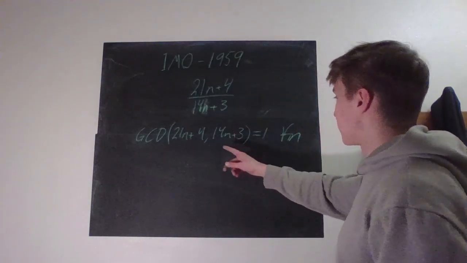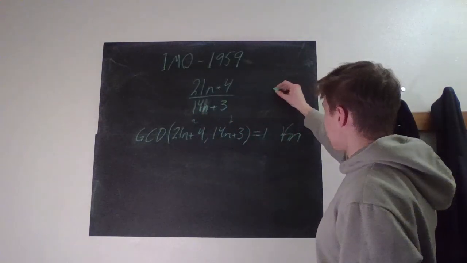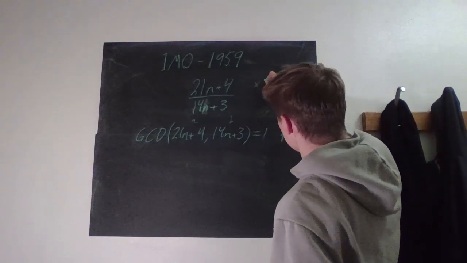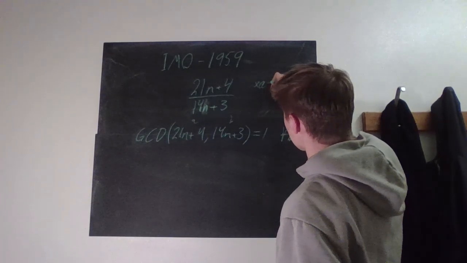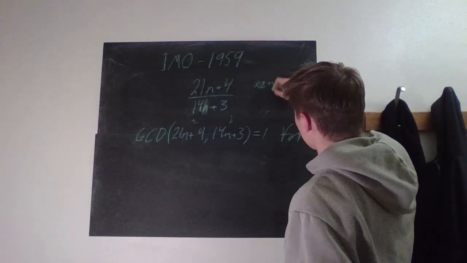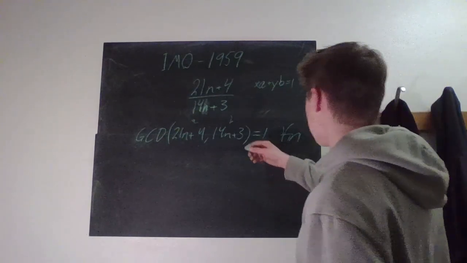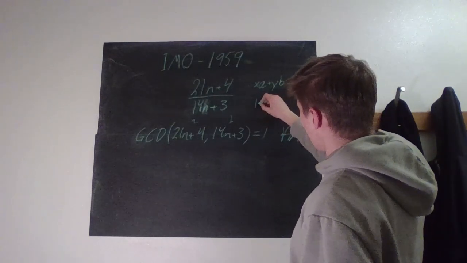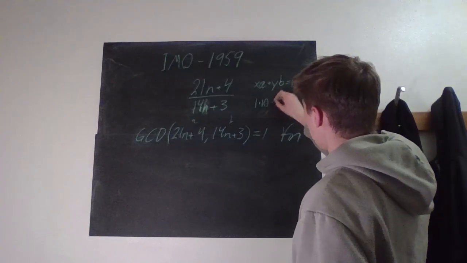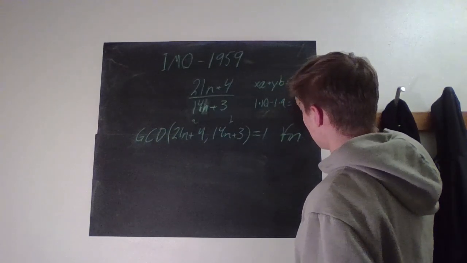To show that the greatest common divisor of any integers a and b is 1, that is the same as saying that there exist two other integers x and y such that xa plus yb is equal to 1. So for example, if our a and b were 10 and 9, then it is quite obvious that 1 times 10 minus 1 times 9 is equal to 1.